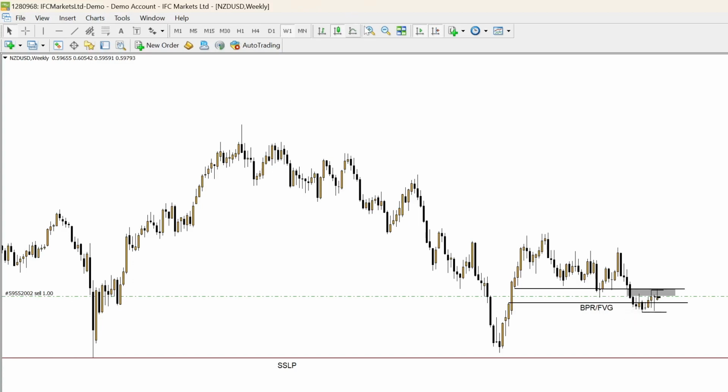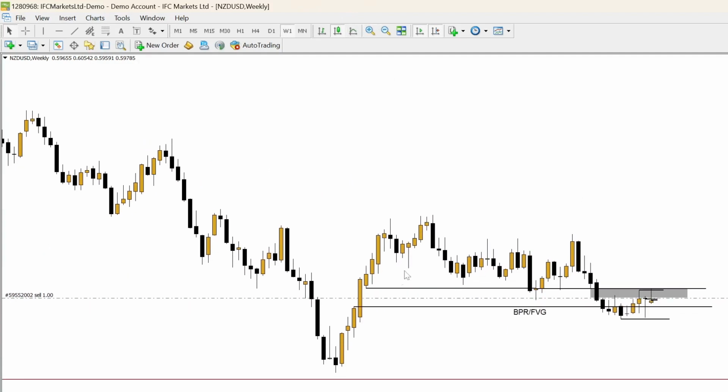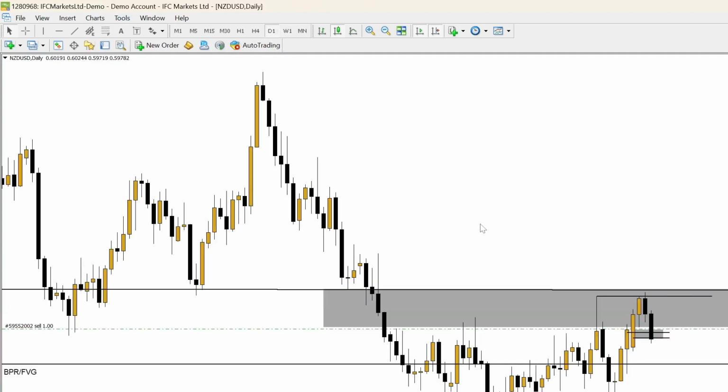So we have a fair value gap in here. Balanced price range, fair value gap, highlighted by the gray box in here. So price comes up into that, and now we're going to look for price to leave this balanced price range and start targeting the low down here. So we're going to hop into a daily chart on this.